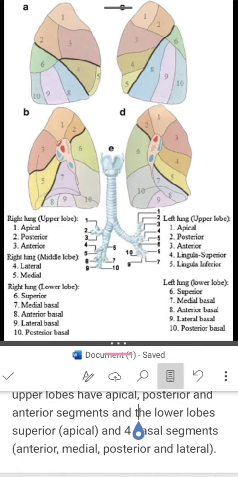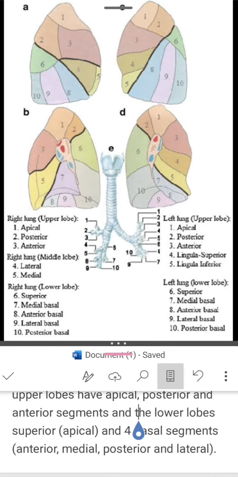And on the left side, again the upper lobe has 3 segments: apical, anterior, and posterior. Instead of having a middle lobe, there is a lingula, and the lingula further has 2 segments: superior and inferior. And in the left lung, the lower lobe again has superior segment, medial basal, anterior basal, lateral basal, and posterior basal segments.